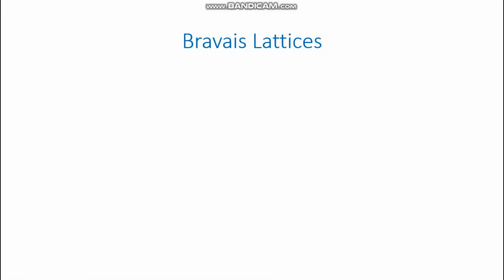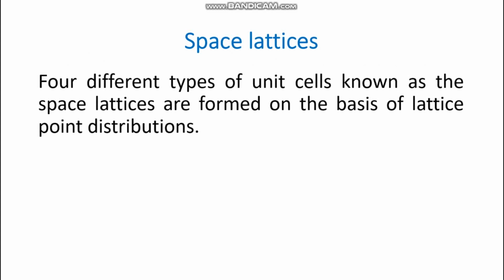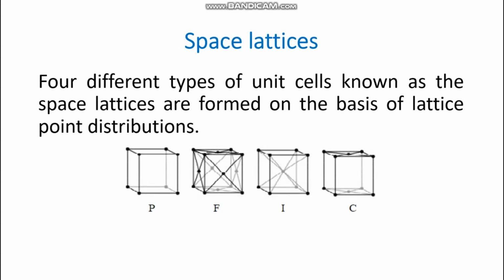Now, Bravais lattice set, but before Bravais lattice we should have an idea about space lattices. There are 4 different types of unit cells known as the space lattices, and these space lattices are actually formed from the basis of lattice point distributions. How? Like this. Here we have 4 unit cells, but the lattice point distributions are different.